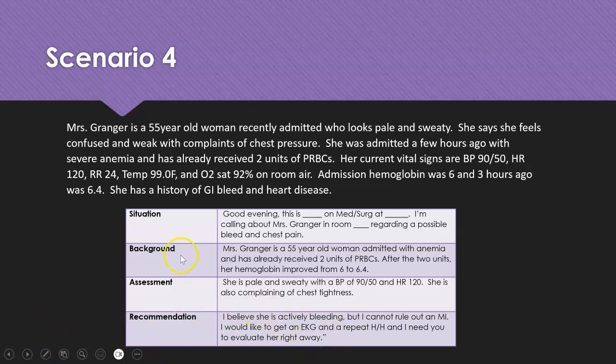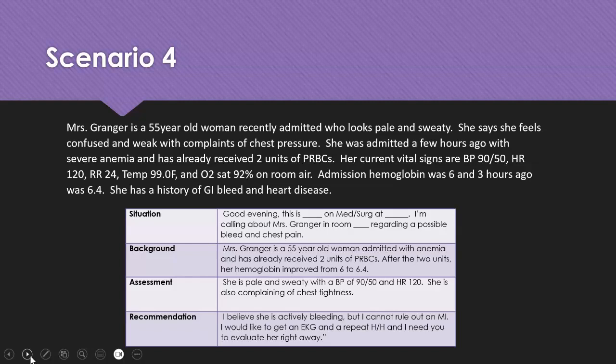That is a wonderful SBAR, okay? Based on this woman's situation, based on her background that you already knew. She has a history of GI bleed and heart disease. Okay, so if you got close to that, very good.